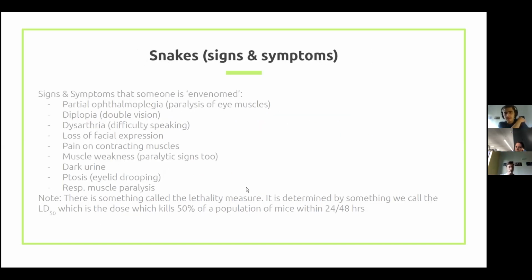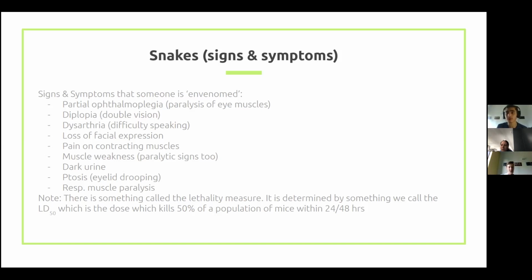So the signs and symptoms that you'll see if someone has been bitten: something called partial ophthalmoplegia, which is just the eye muscles are paralyzed. You've got double vision, loss of facial expressions, difficulty in speaking, pain on muscle contraction, muscle weakness, darker urine, and something called ptosis, which is just the eyelids drooping.